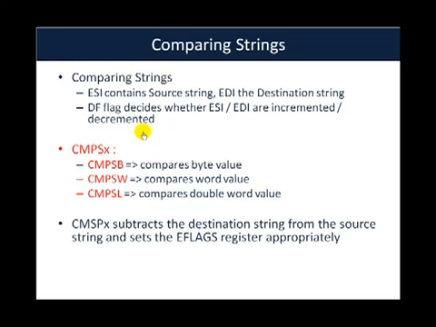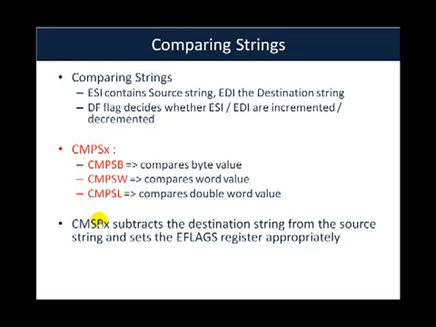Another thing one needs to understand is that because there is a comparison, there is going to be a subtraction, and that is what the CMPSX series of commands does. There's a typo here. This should be CMPS. What it actually does is subtract the destination string from the source string. And whenever there is a subtraction, as we will see in a later video, the EFLAGS will be appropriately set, right? We'll see that in later videos.